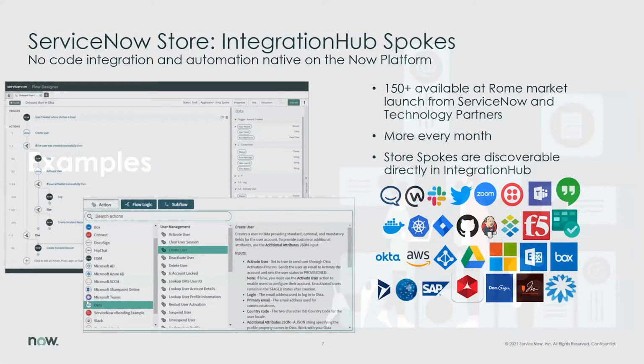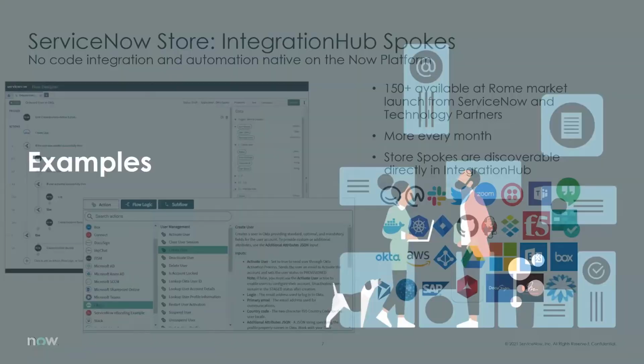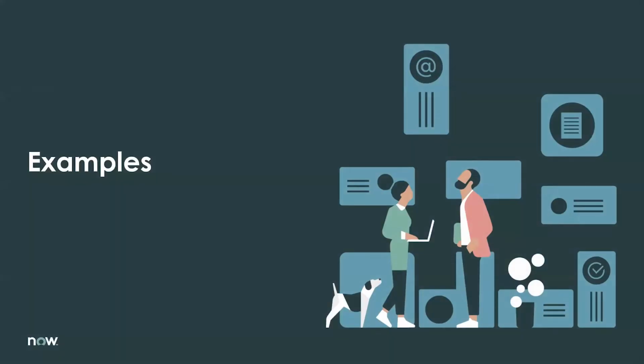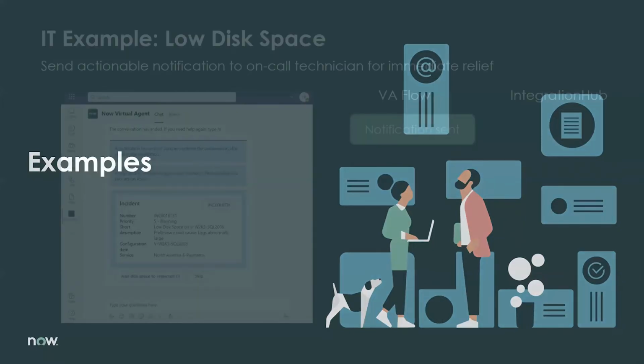Okay, so we're going to walk through some examples here. I really wanted to do this to help the audience understand a lot of the use cases and reasons why you would want to integrate Integration Hub with Virtual Agent, right? What are the reasons that you can really benefit from and the outcomes that can come from that? So we're going to step through several examples.